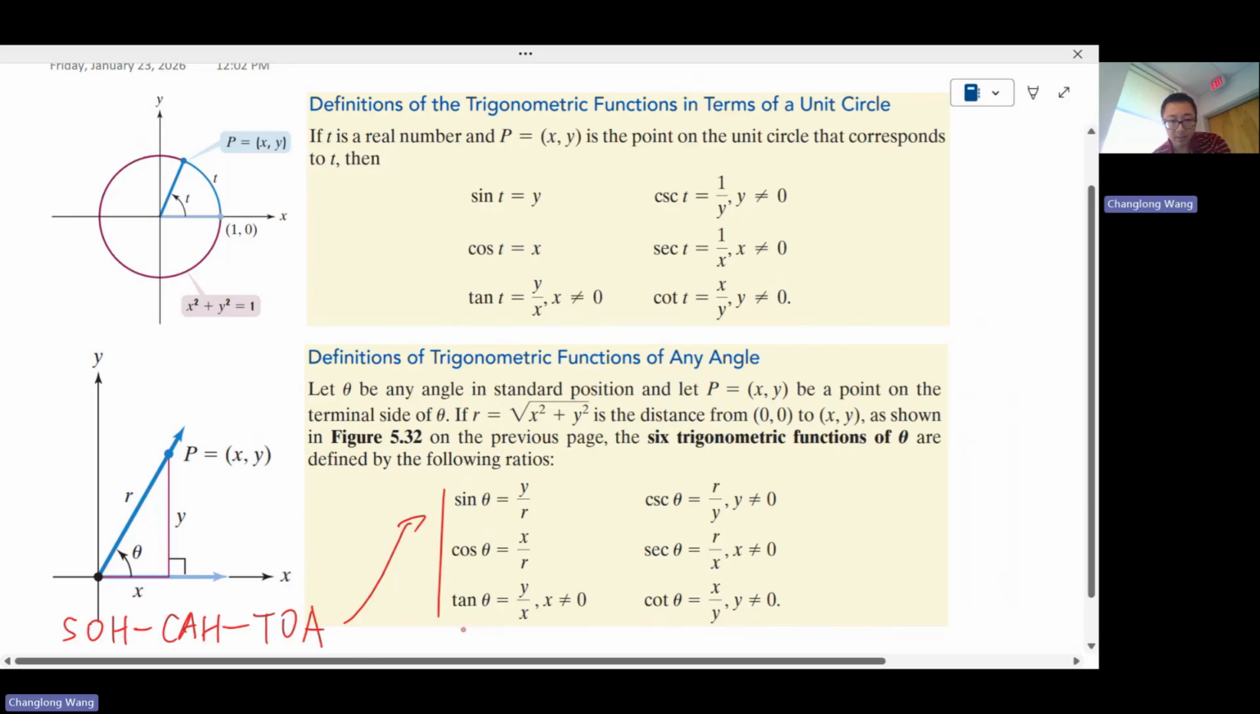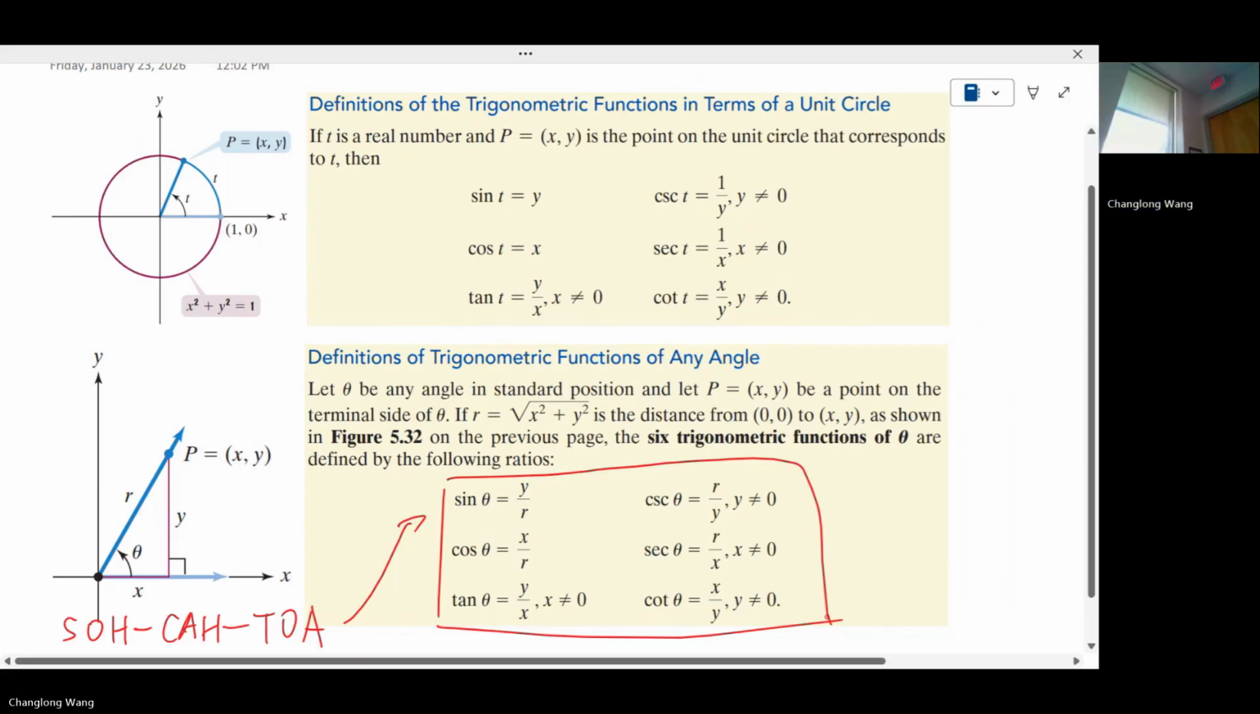To set things up using x, y, r, right, for all 6 functions. If you could do that, that's great. But now let's say, what if we want to standardize the whole process? Because we realize there's an issue here.